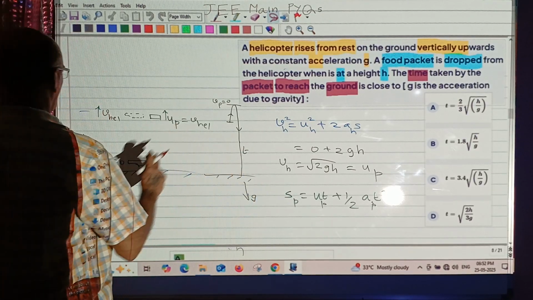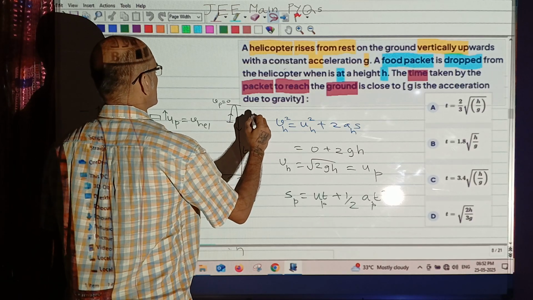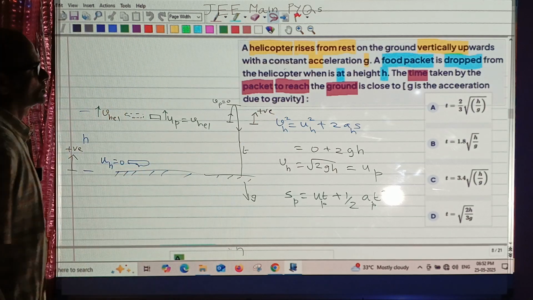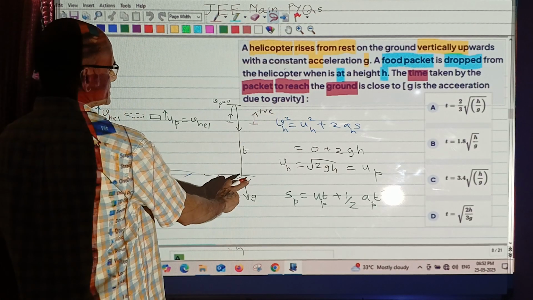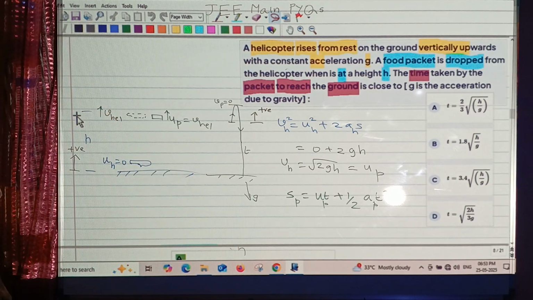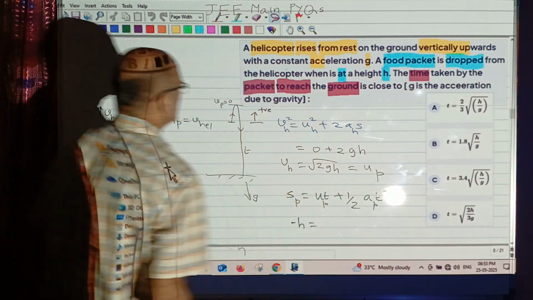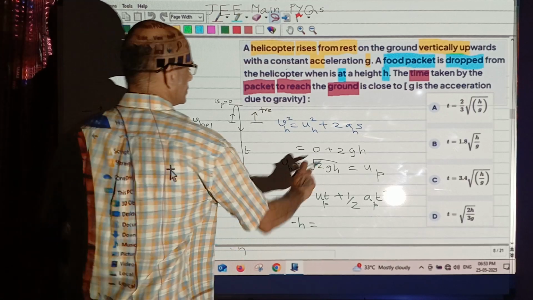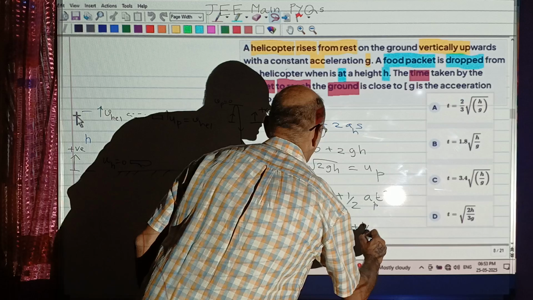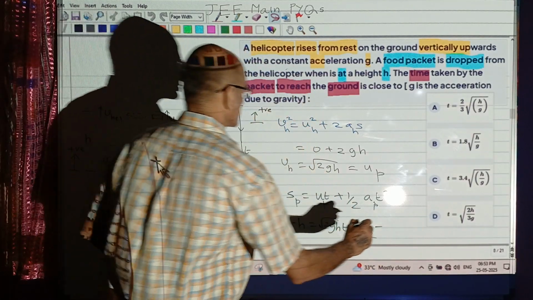For this motion, I'll choose a different coordinate system. I'll choose this as my origin, and this is my positive direction. So according to this coordinate system, the displacement is minus h, because the upward direction is positive. The initial velocity is upwards and the value is root 2gh, times t, plus half. Acceleration is downwards, minus g, because the upward direction is positive.